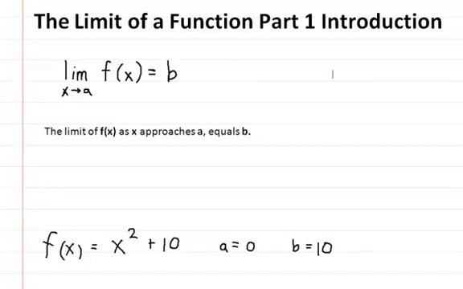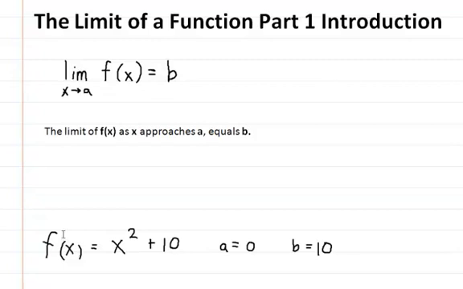Hi, this video is on the limits of a function, and this is part one, the introduction. So here is the limit of a function, and the way it's read is you say the limit of f of x as x approaches a is equal to b.